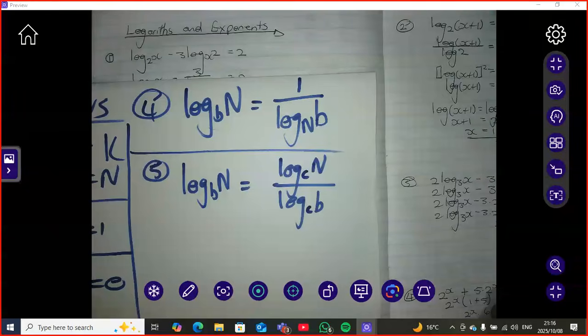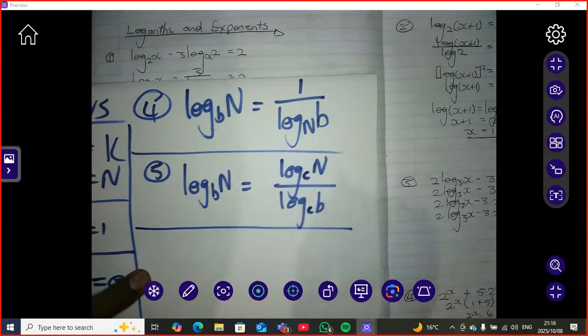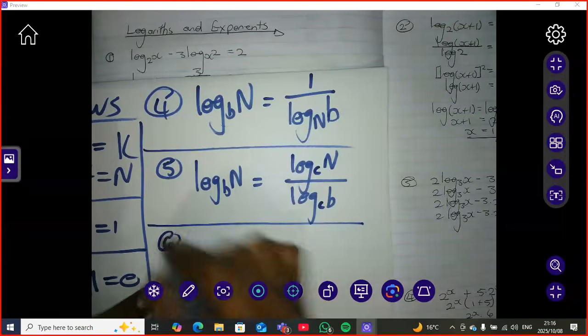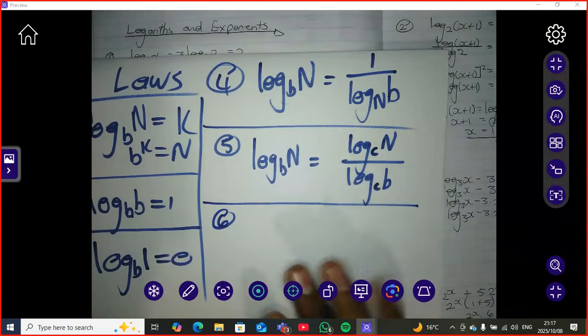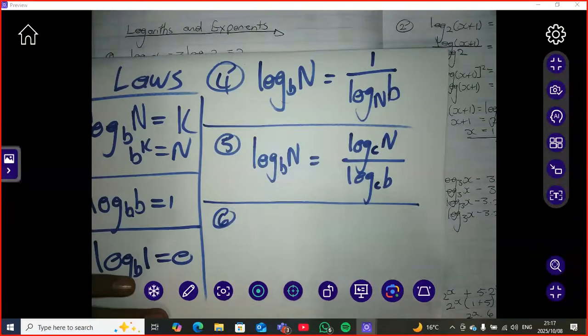And I think we have a question like that. I'm not sure, but we can see now. You must just know when to apply and how to apply them. That's all you must know. It will make sense as we do questions on them.